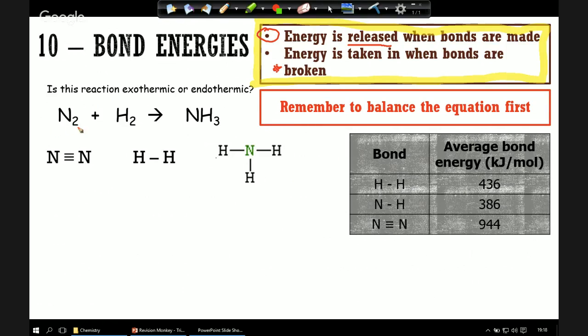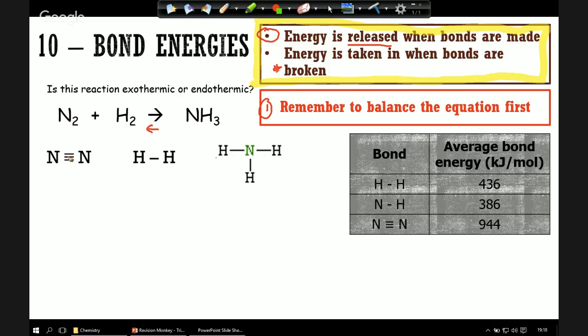So this is the type of question that you will get asked. It says, is this reaction exothermic or endothermic? If you remember, this is the Haber process reaction. It's actually reversible, and we'll talk about that in just a sec. The first thing you'll have to do is balance the equation. That's number one. And then they will tend to give you the structure of the molecules involved.